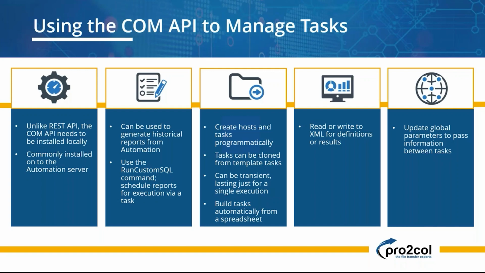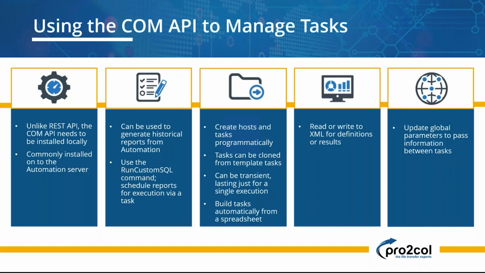So every time we do something using the COM API, what we need to do is to pull back a task definition or host definition or whatever we want as an XML. Then we can modify that XML. Once we've modified it, we can load that back into MOVEit Automation, our new entity, whether it be a task or host or what have you. And we can use this very same feature to update global parameters.